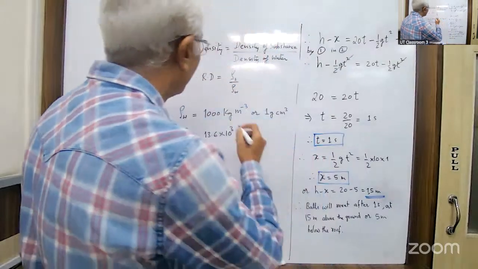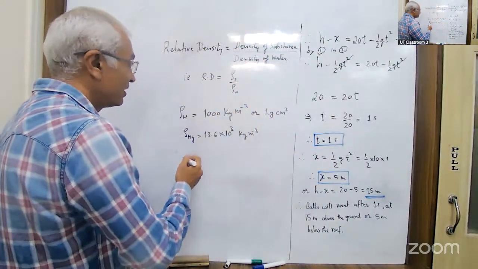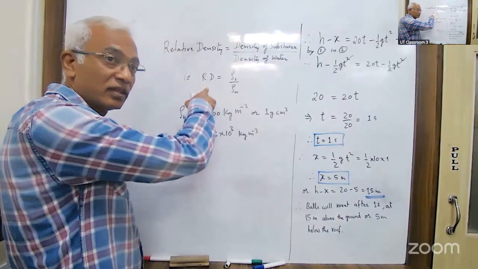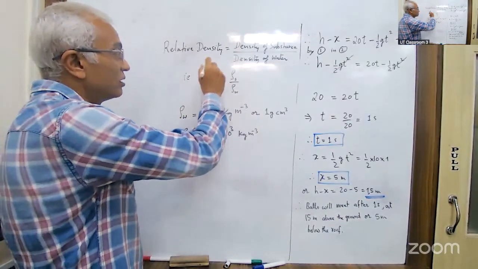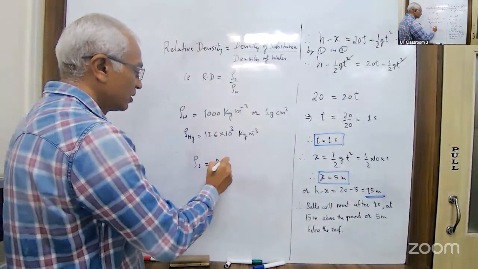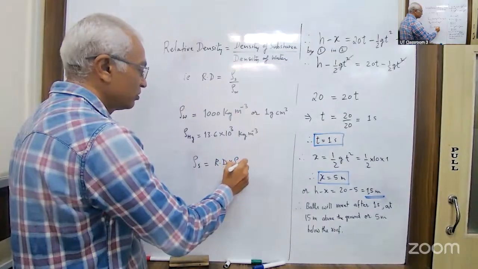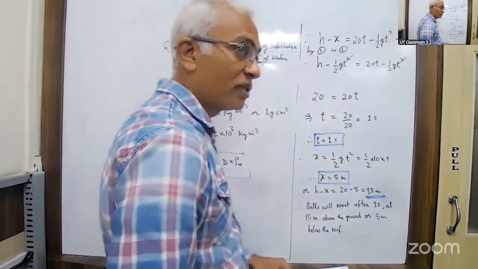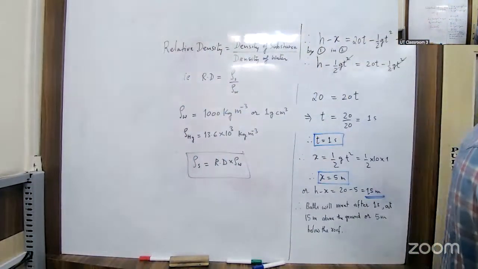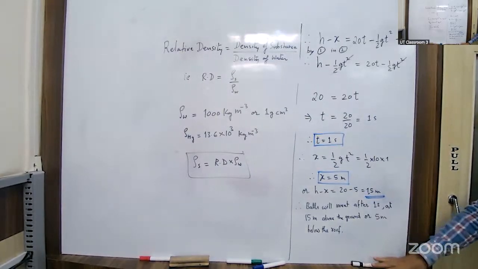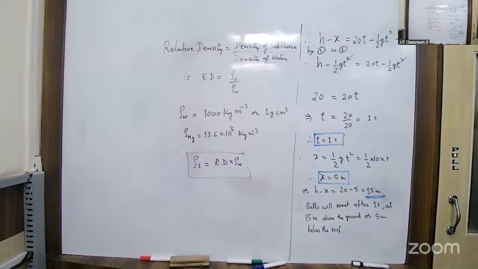Now why relative density is important is because it is very easy to calculate the relative density of any substance experimentally. Once we know the relative density of any substance, then the density of the substance can easily be calculated. It is equal to relative density into density of water, and this is known to us. We need to know the relative density to be able to calculate the density of the substance.